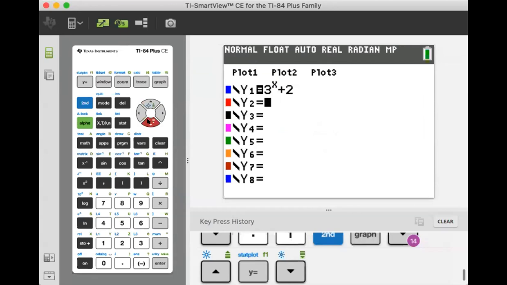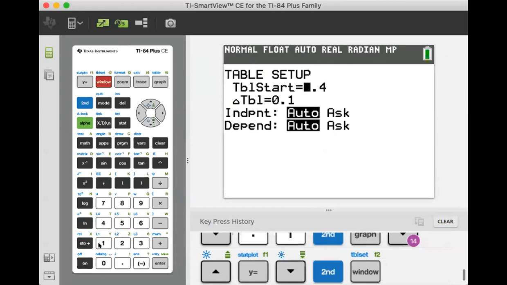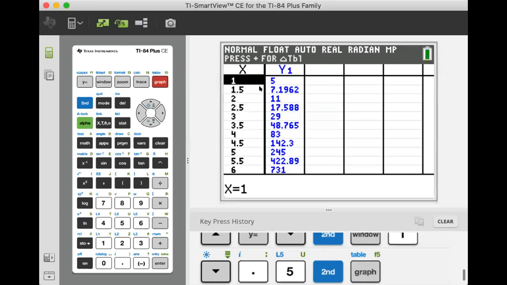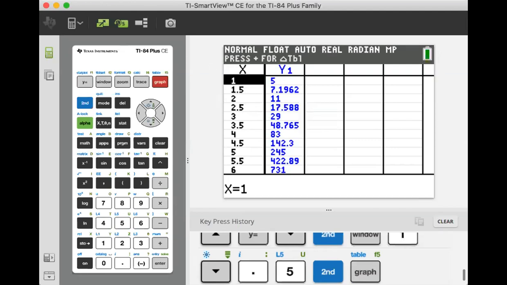And I'm going to go to the table. So I'm going to hit second window. I'm going to start my table at 1. And then I want to change the table by 0.5. So that when I go to the table, second graph, okay, here I have the values that I need. Okay, so y of 1 is 5, y of 1.5 is 7.1962, y of 2 is 11, y of 2.5 is 17.588, and y of 3 is 29. Okay, everybody see that?